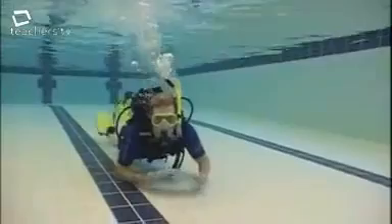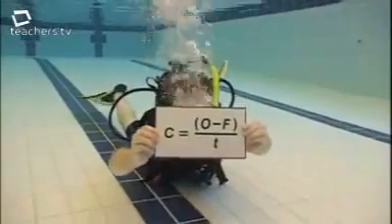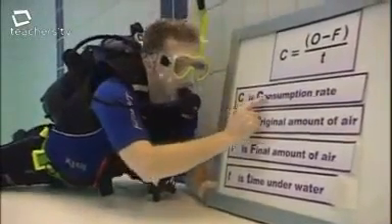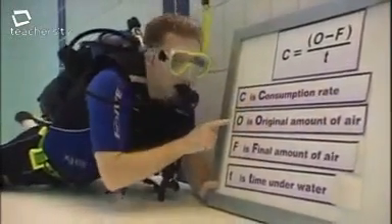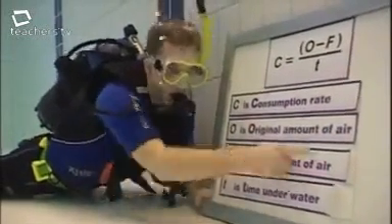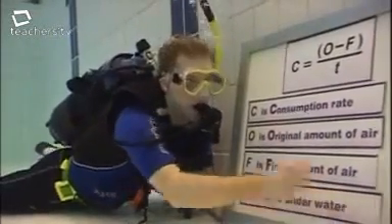So, in the safety of an indoor pool, I'm working out my consumption rate. That's how much air I use up underwater every minute. The formula I'm using is this. C equals O minus F all over T. C is the consumption rate per minute, that's what I'm trying to work out. O is the original amount of air in my tank. F is the final amount of air in my tank. And T is the time underwater in minutes.